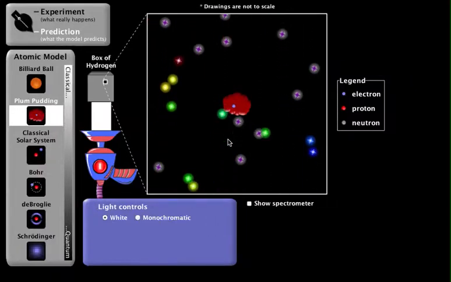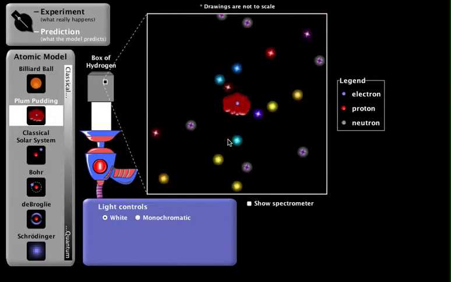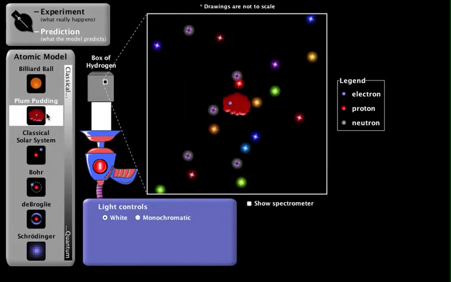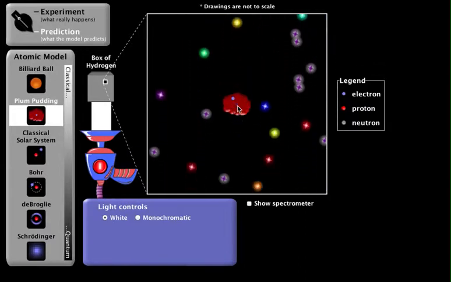The Bohr model of the atom. Let's review how the Bohr model came into being. We started with the Plum pudding model. This was done by J.J. Thomson after the discovery of the electron.